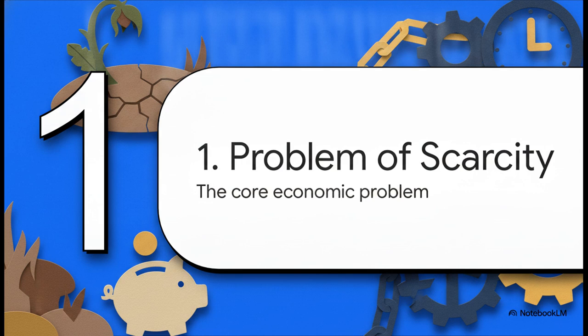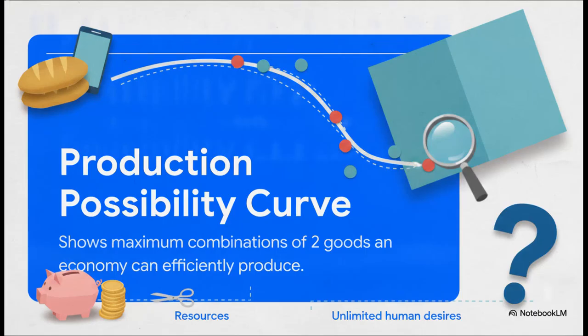This is the absolute core economic problem. So the production possibility curve is essentially our visual map here. It shows us the absolute maximum combinations of two goods that an economy can efficiently produce. It brilliantly illustrates that ultimate, constant tension between our perfectly unlimited human desires and, well, our strictly limited resources.